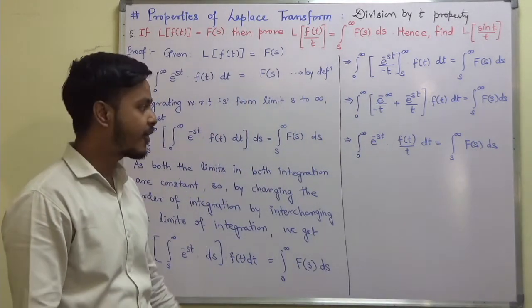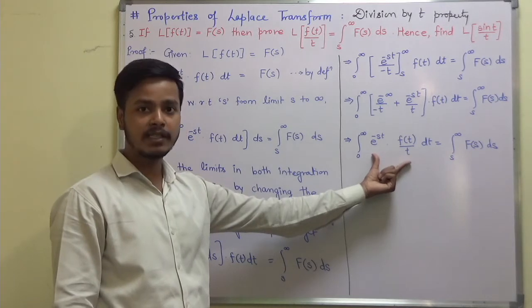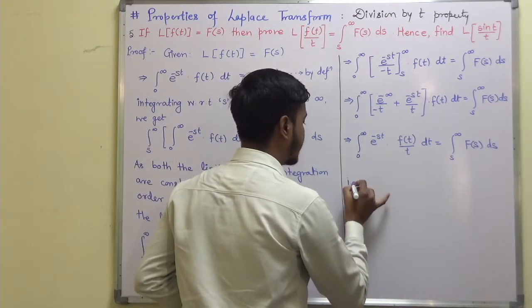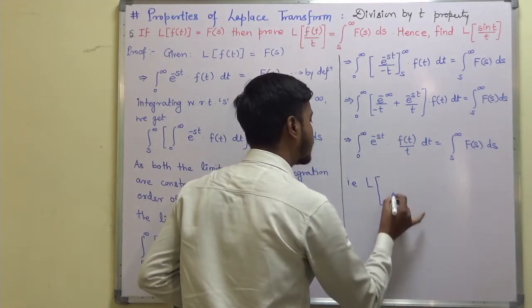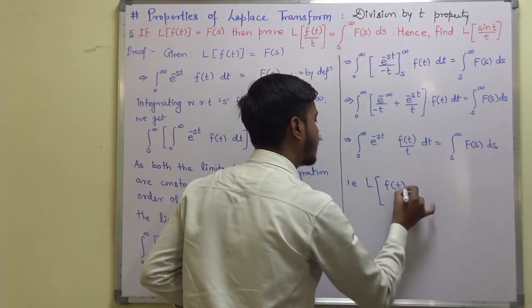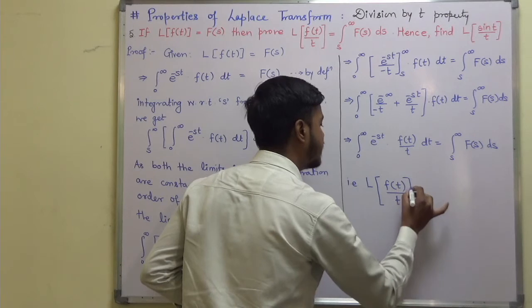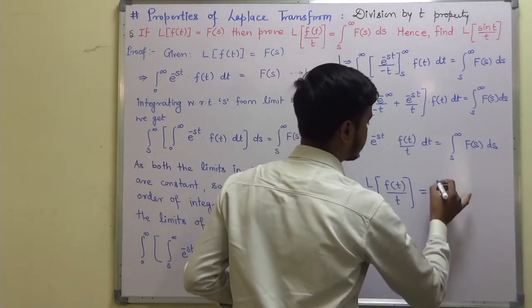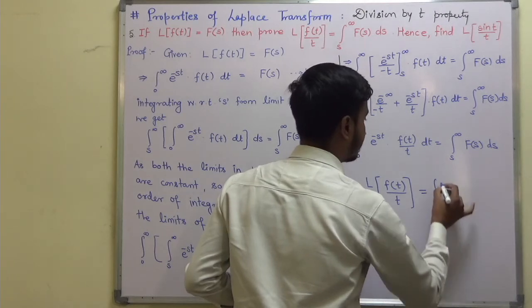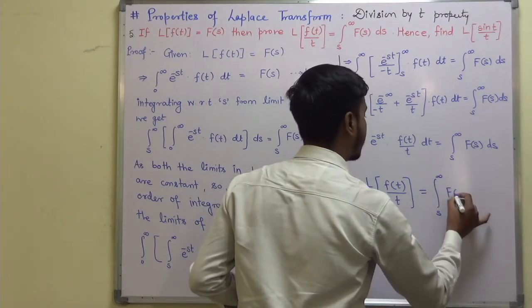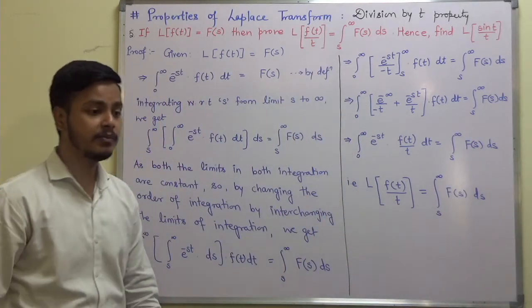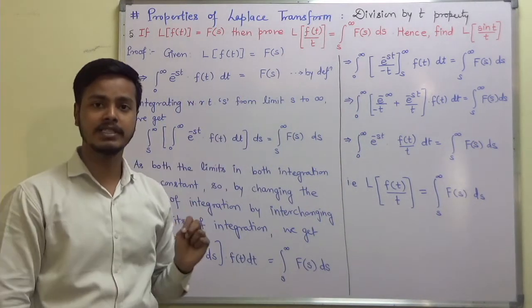Clear? Now what is this? This is nothing but the definition of Laplace transform. That is, Laplace transform of f(t) upon t is equal to integration s to infinity f(s) ds. And this completes the proof of this property.